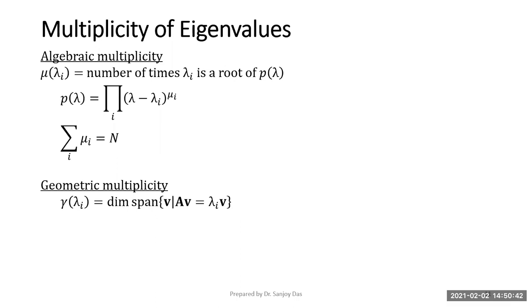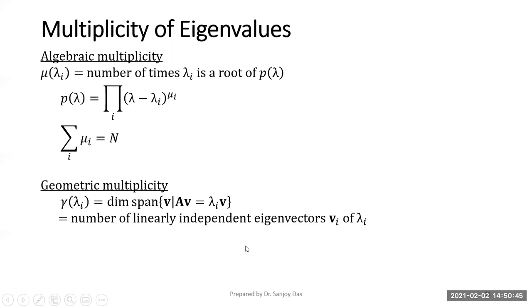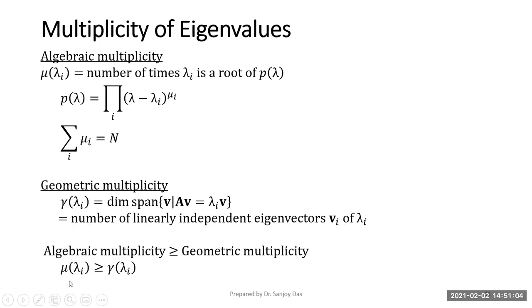So, in other words, the geometric multiplicity is the number of linearly independent eigenvectors v i of lambda i. And the algebraic multiplicity is always greater than or equal to the geometric multiplicity. An example will make this clear. So mu of lambda i is always greater than or equal to gamma of lambda i, where gamma of lambda i is the geometric multiplicity.